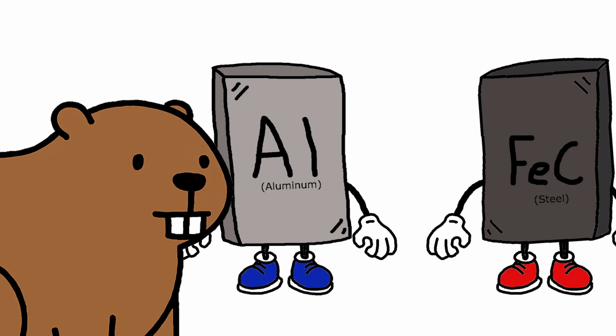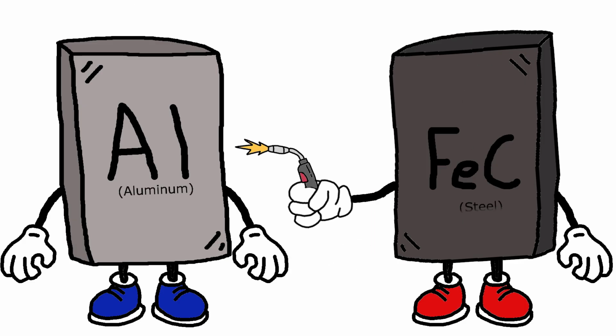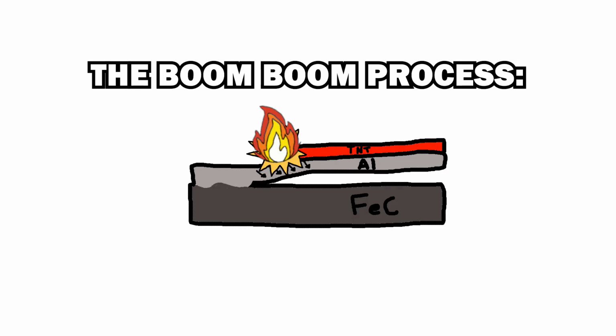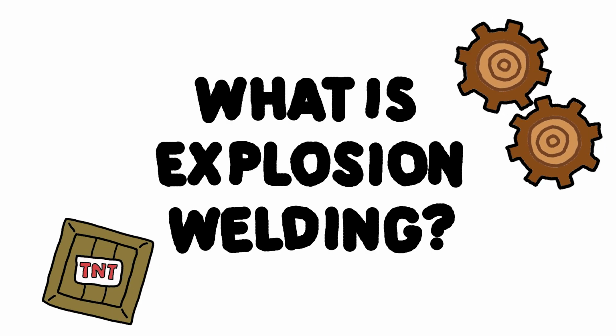Beaver wants to join two meadows, but the meadows hate each other as they can't weld to one another. Beaver needs a special process. Beaver needs explosion welding. What is explosion welding?